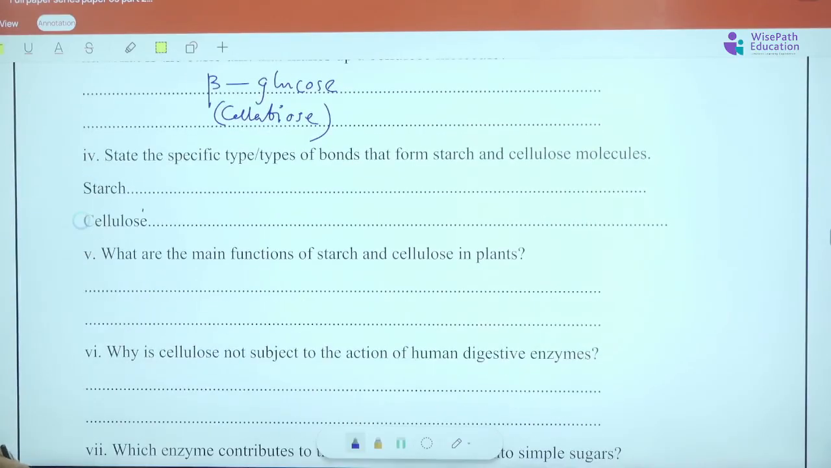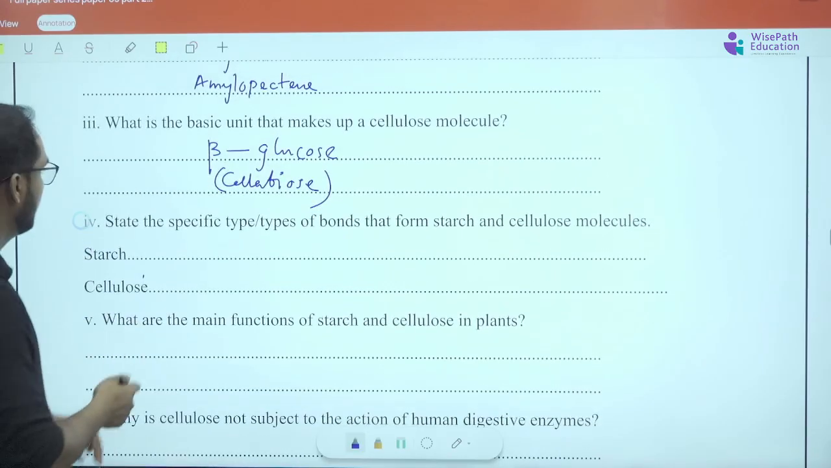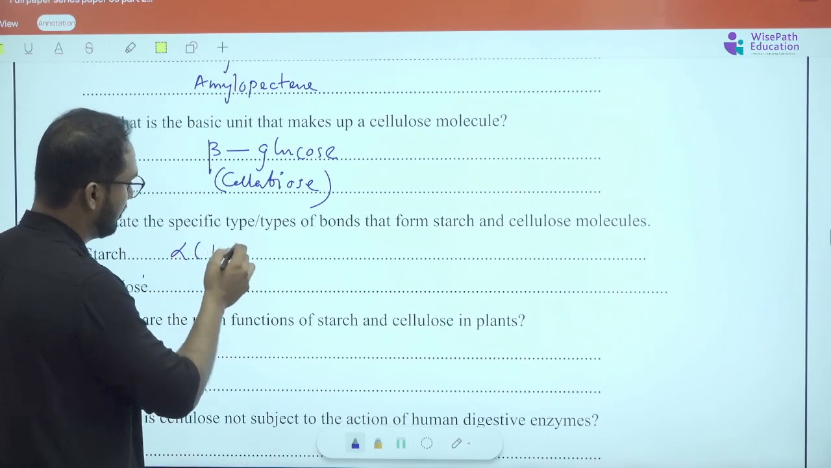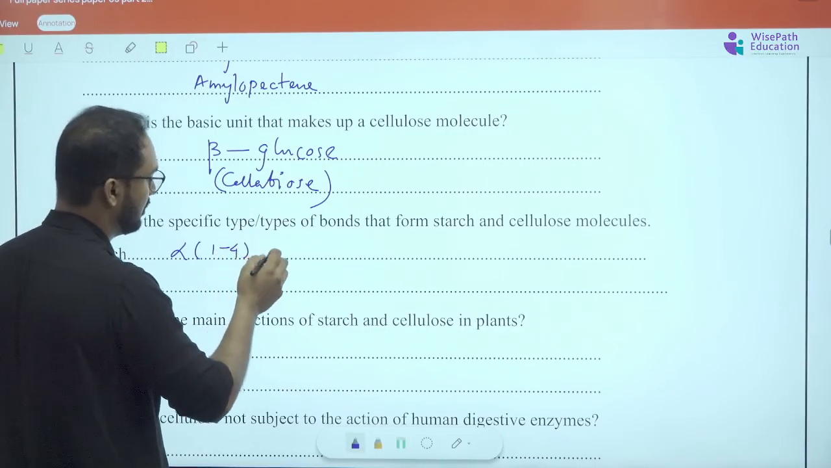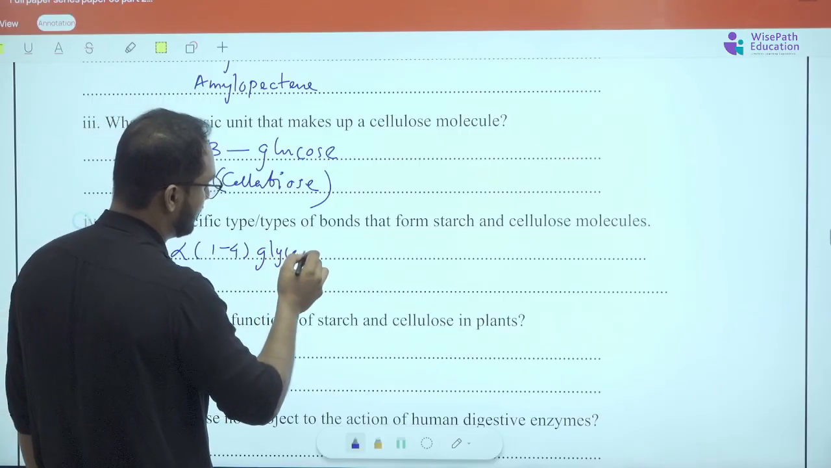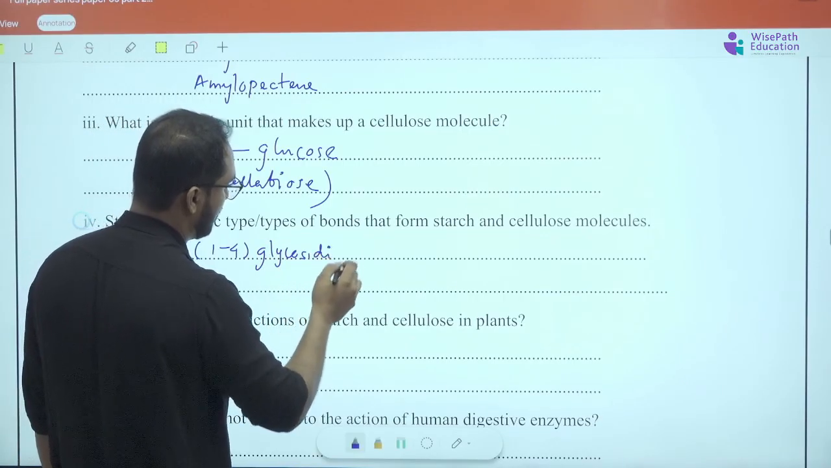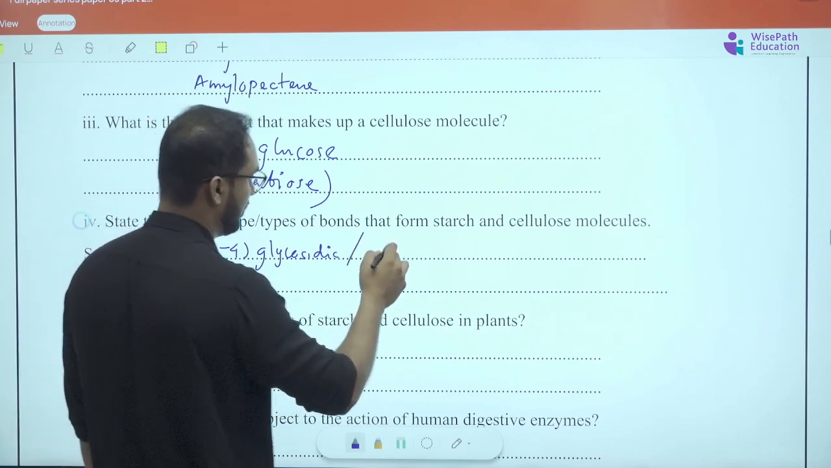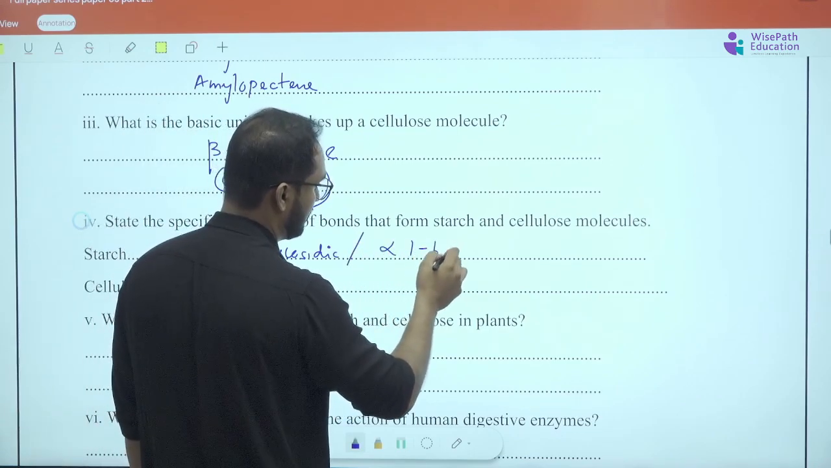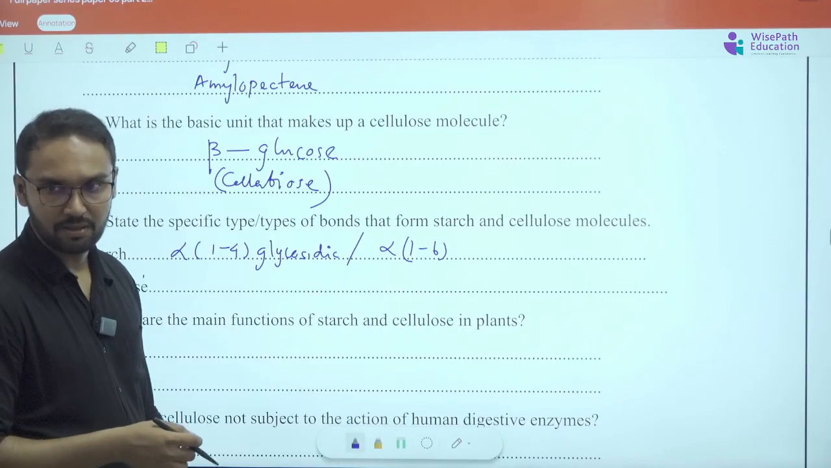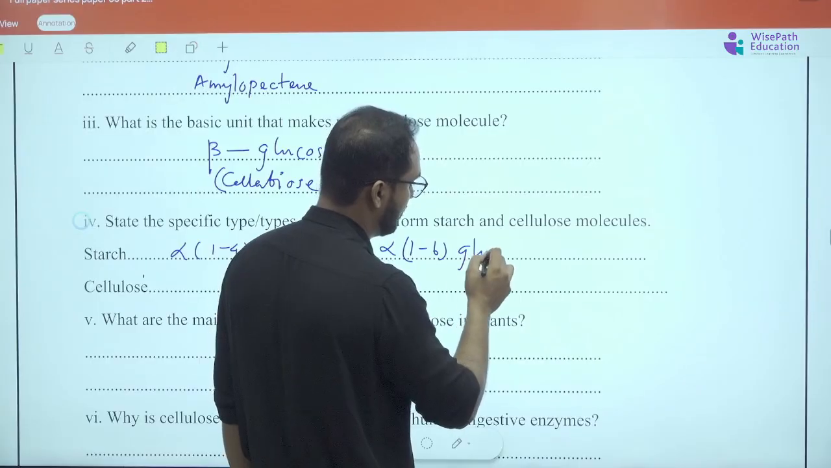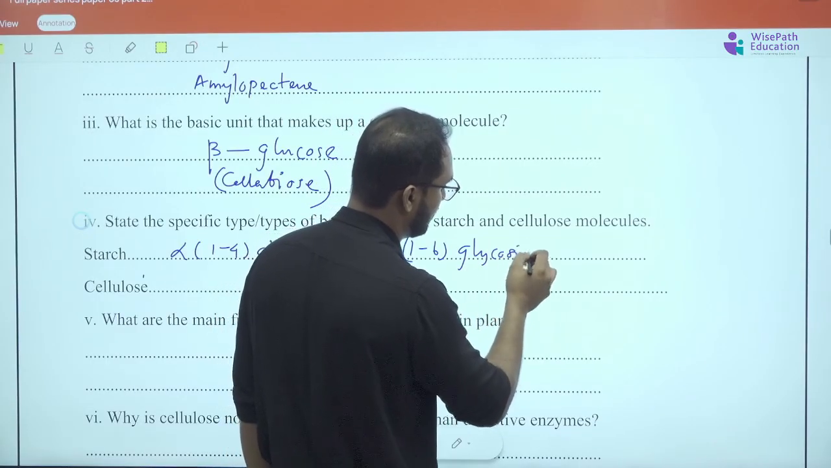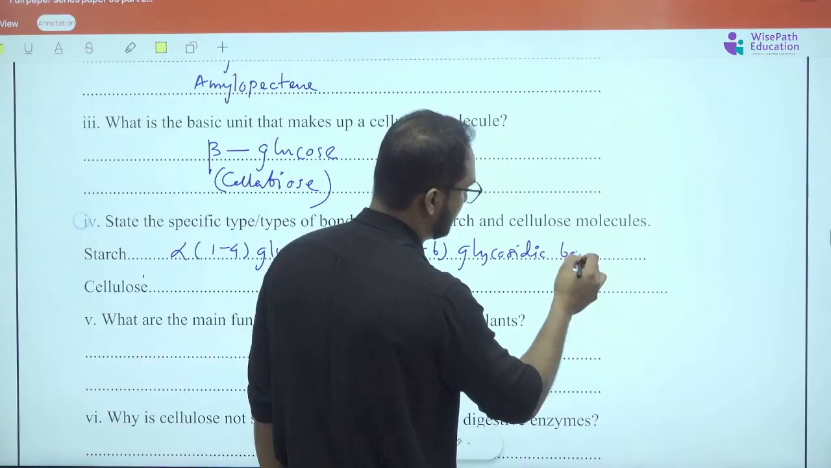State the specific type or types of bonds that form starch and cellulose molecules. This is starch. Alpha 1,4 glycosidic bonds. And there's another one, alpha 1,6. This is the branch one, right? Alpha 1,6 glycosidic bonds, right?